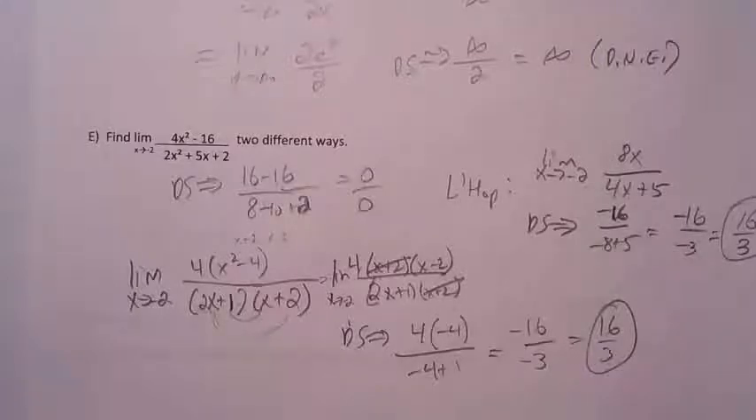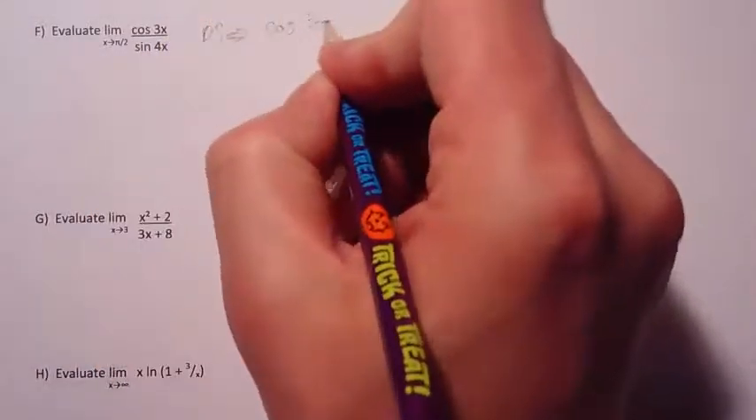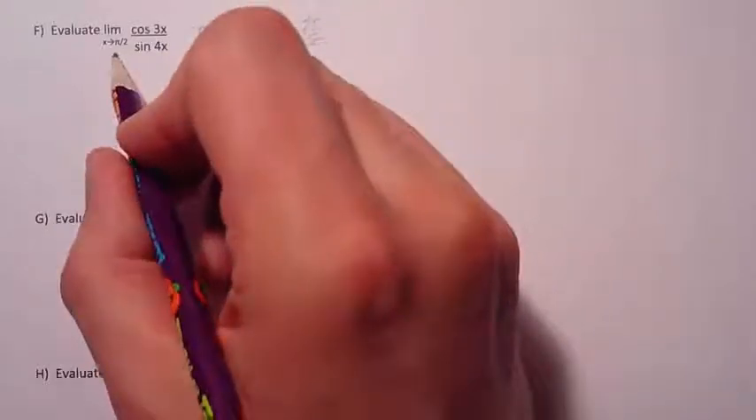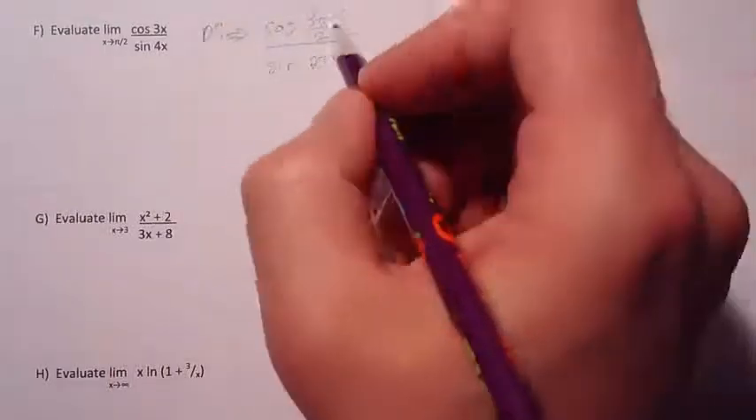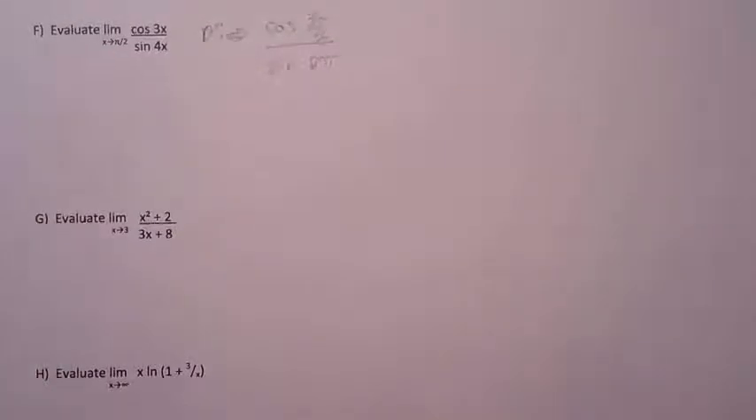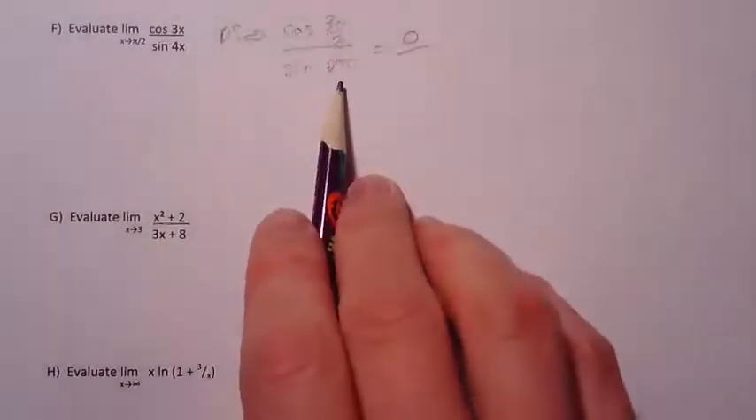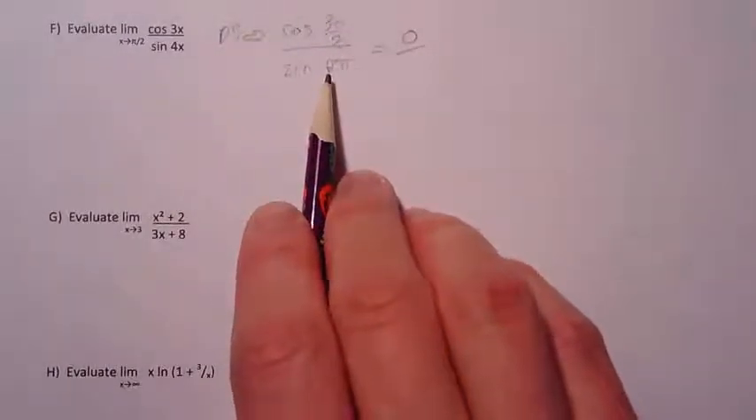Another couple examples on the next page. The same idea on the back. We always want to try direct sub as our first line of defense. If I do cosine of 3 pi over 2 and sine of 4 times a half would be 2 pi. So 3 pi over 2 is the bottom of the unit circle. The cosine value there would be 0. 2 pi is the rightmost point on the circle. That would be 0 as well.